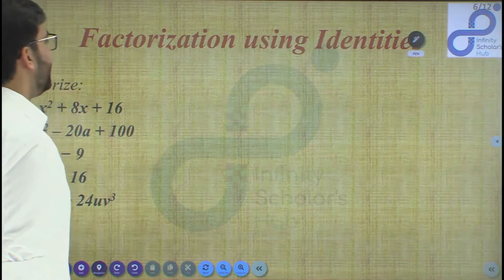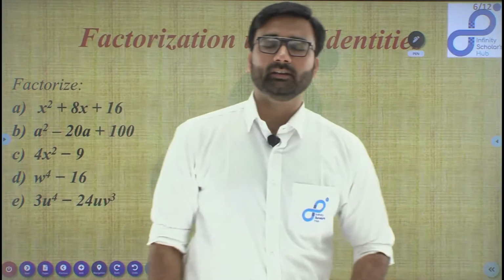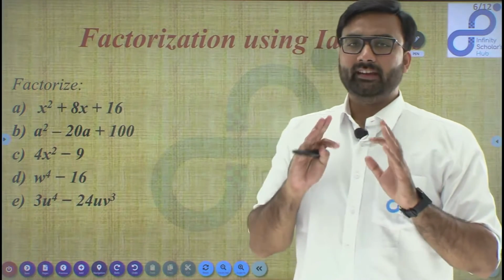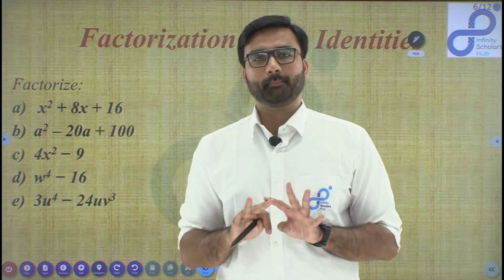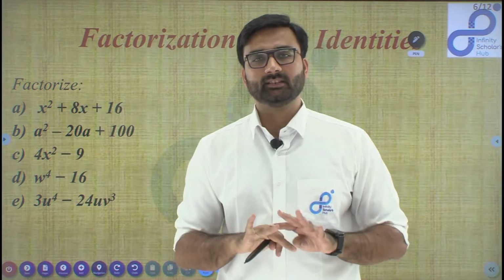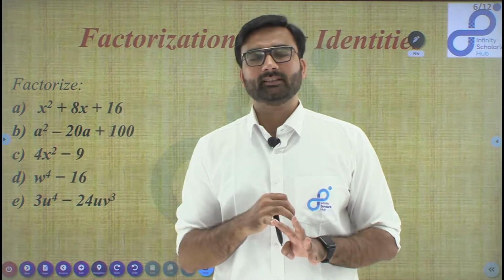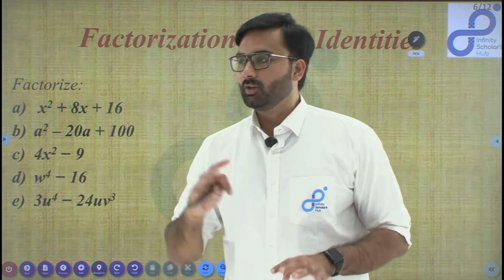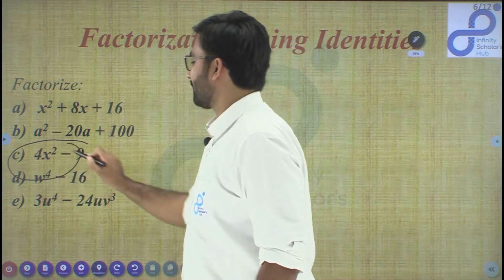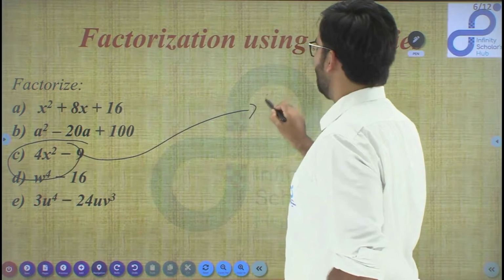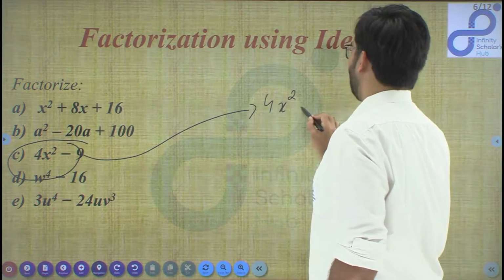Okay, now we have factorization using identities. See, we know 3 basic identities. Okay, one is a plus b whole squared, next is a minus b whole squared, third one is a squared minus b squared. Okay, so we will try using those identities over here. If you pick up this sum, see, let me write this sum over here. It is 4x squared minus 9.